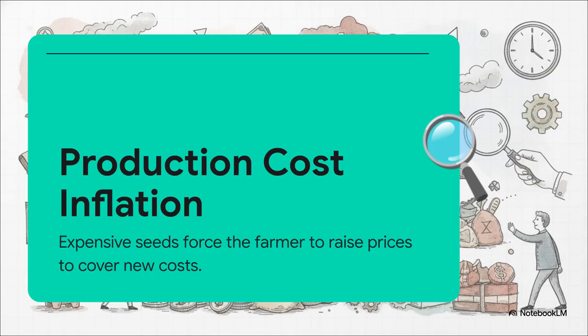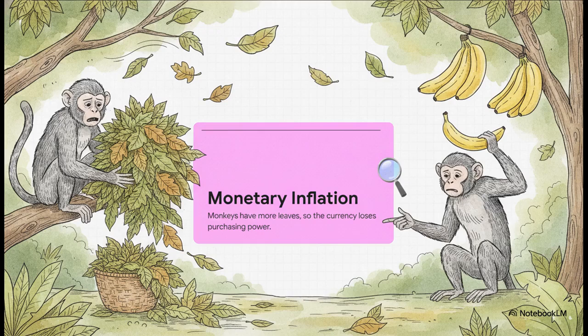Now the banana farmer is thrilled, obviously, but to keep up, he has to plant way more banana trees. The catch? Banana seeds have suddenly become way more expensive to buy. So what does the farmer do? To avoid losing money, he's literally forced to raise the price of his bananas just to cover those newly expensive seed costs. So, we've talked all about the goods, but what about the currency?